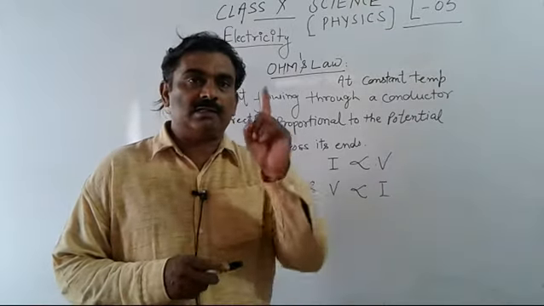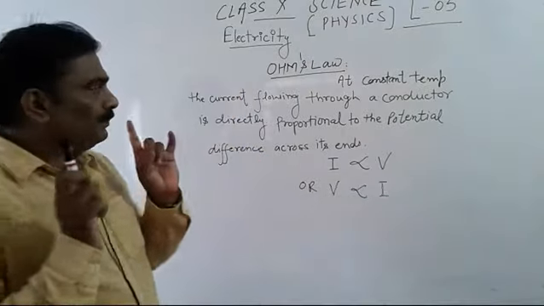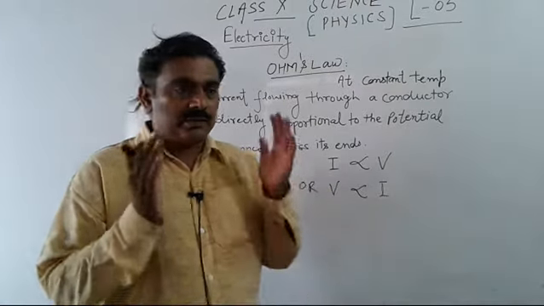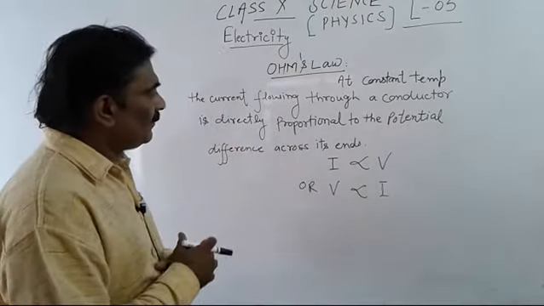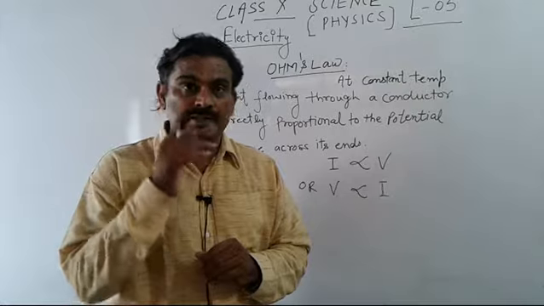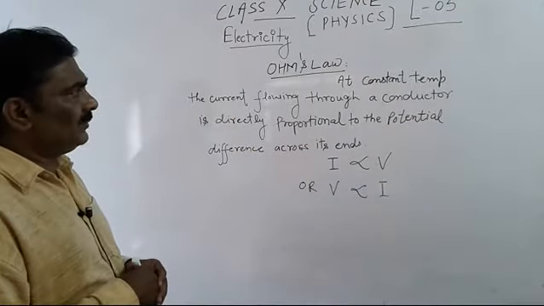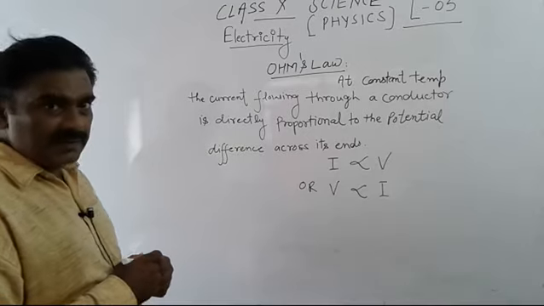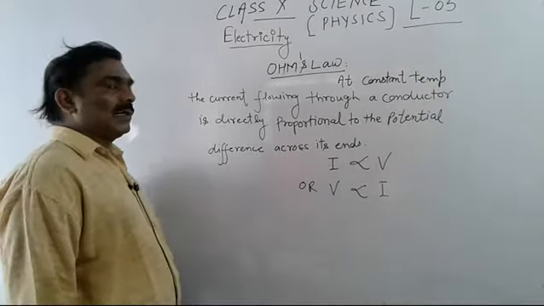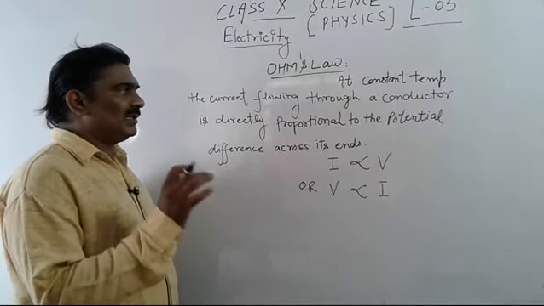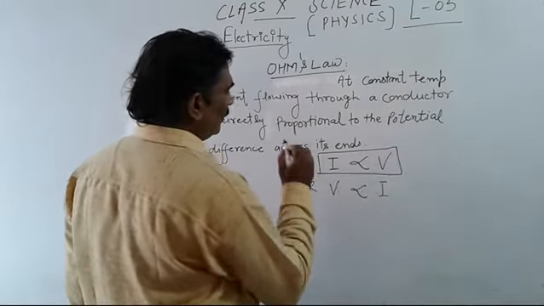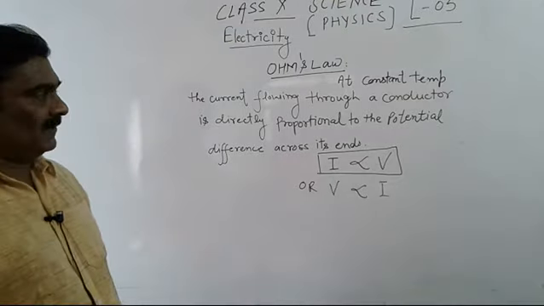Ohm's law says that at a constant temperature, potential difference and electric current. In other words, Ohm's law indicates the relationship between potential difference and electric current. Potential difference is also known as voltage. As it is defined by Ohm's law, at constant temperature, the current flowing through a conductor is directly proportional to the potential difference. I is directly proportional to the voltage, that is potential difference.